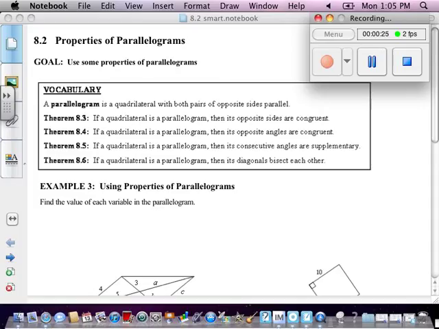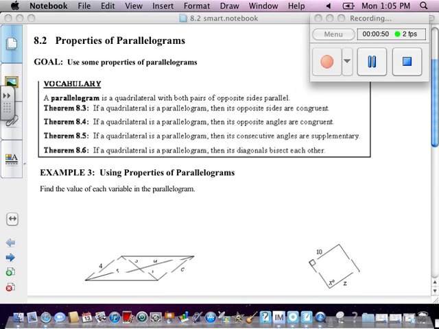If a quadrilateral is a parallelogram, then its consecutive angles are supplementary. Supplementary means what again? 180. And consecutive angles means one right on top of each other, or one right next to each other. Okay? Theorem 8.6, if a quadrilateral is a parallelogram, then its diagonals bisect each other. Bisect means to? Okay. All right.